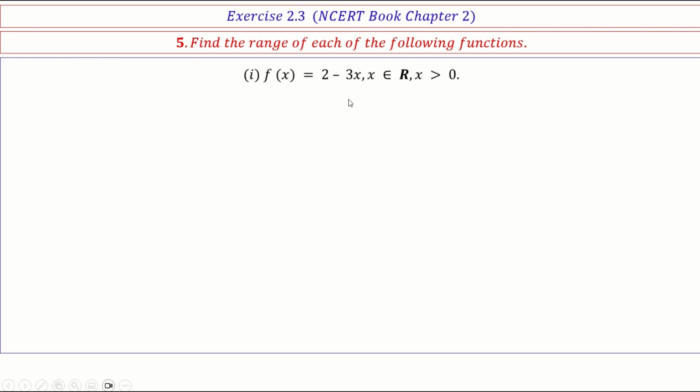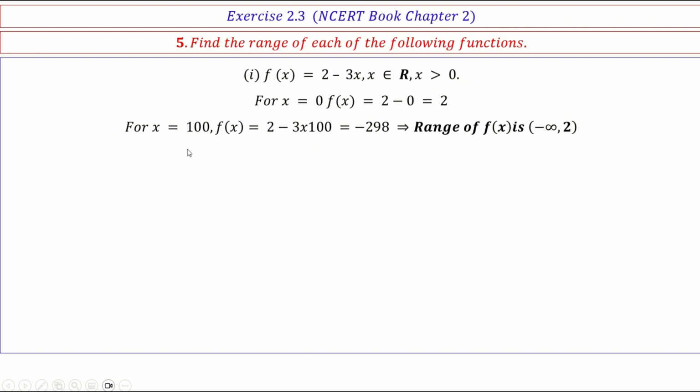Okay, 2 minus 3x. What is the range? Okay, x is greater than 0. So it starts from 2. For x equal to 0, it is 2, and take some big number, some 100. Then you know that it is minus 298. And if you take a bigger number, it will be a more negative value, right? So the range of f of x is minus infinity to 2. And the 2 is not inclusive because here it is greater than only, not equal to.